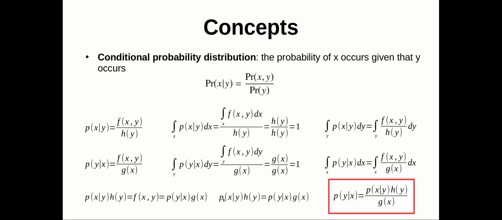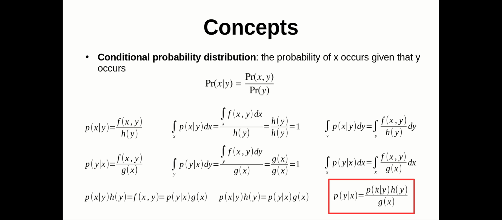So the conditional probability of x given y times the marginal of y must equal the conditional probability of y given x times g(x). If we divide both sides by g(x), we obtain another expression: p(y|x) equals p(x|y) times h(y) divided by g(x). And this is one of the forms of the Bayesian theorem.